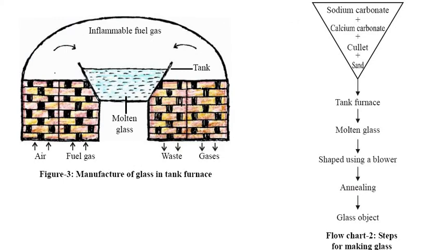Now come to the apparatus. This is the method of the manufacture of glass. It is the furnace where the molten glass is formed. Hot air is always at work and fuel gases are also used here. And this is the flow chart for the manufacturing of glass. Sodium carbonate, calcium carbonate, cullets and sand are crushed, mixed, and heated in the tank furnace. Molten glass is formed and shaped, then annealing, the process of cooling very slowly, is done. That process is called annealing. So the glass object is formed.